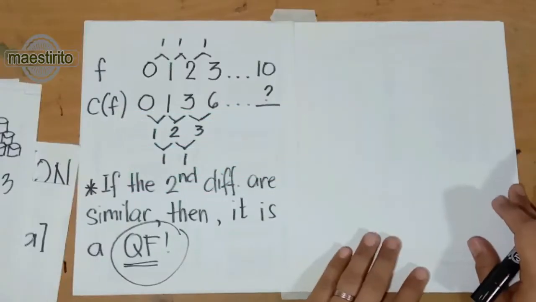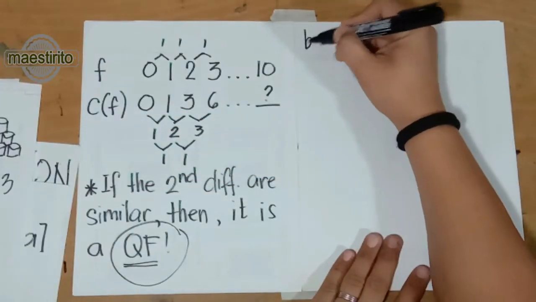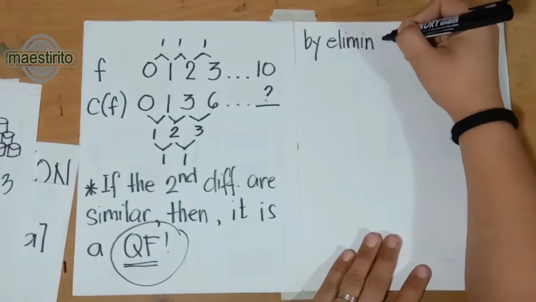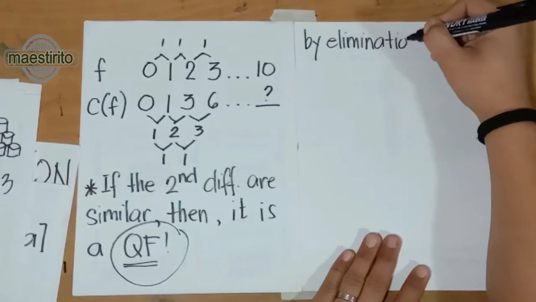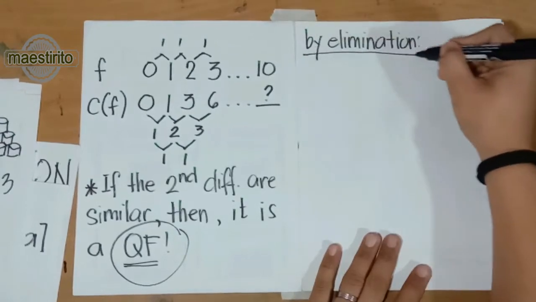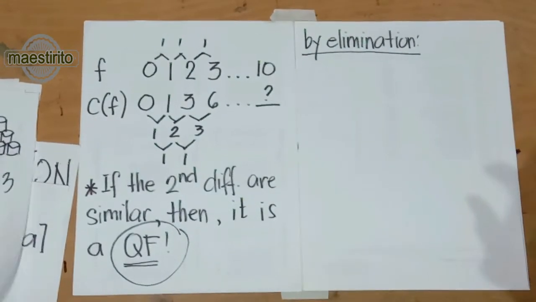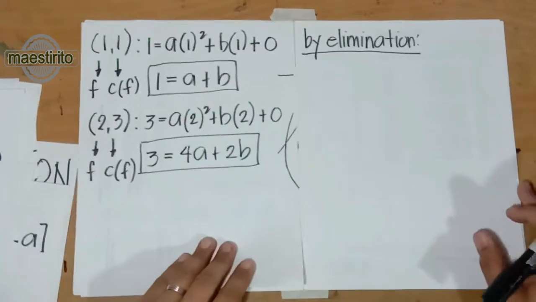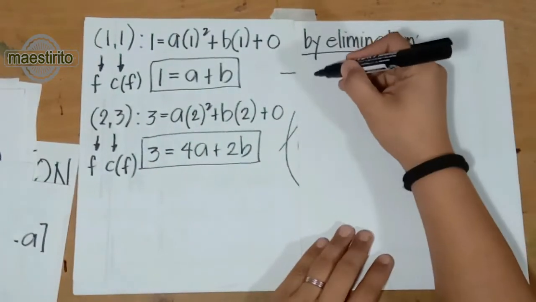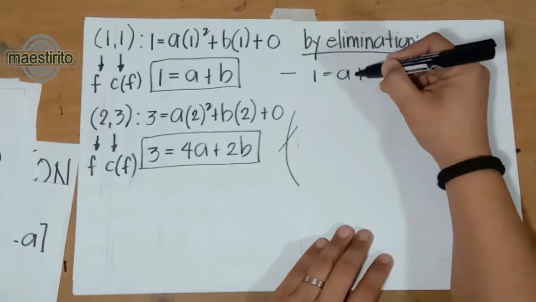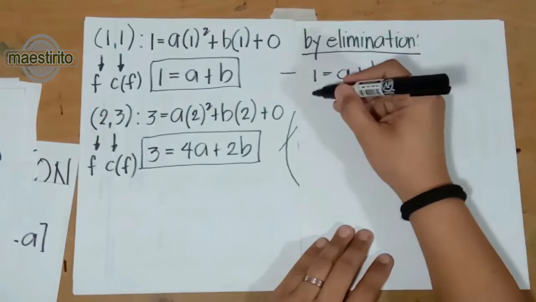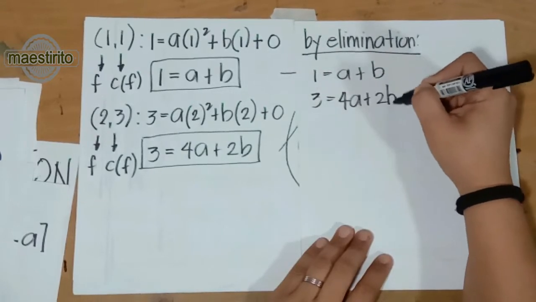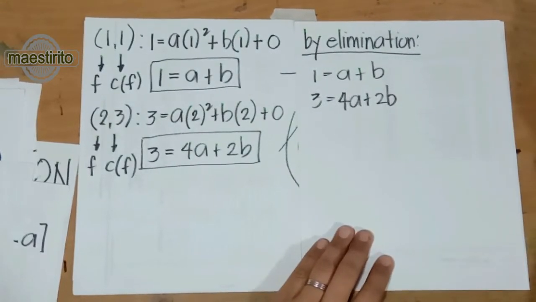Now let us solve by elimination. Okay, for elimination, let me use this again. So 1 is equal to a plus b, and 3 is equal to 4a plus 2b. Again, you have to decide which one you want to eliminate.